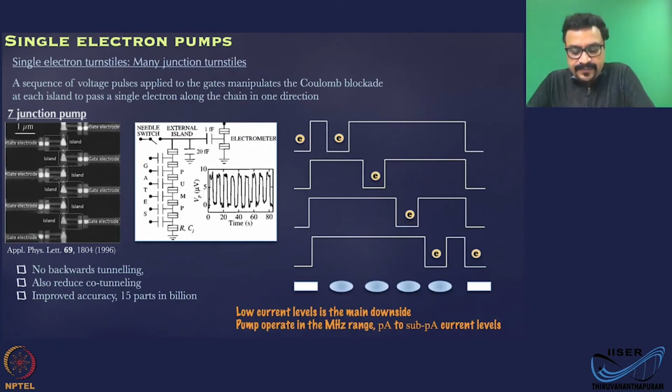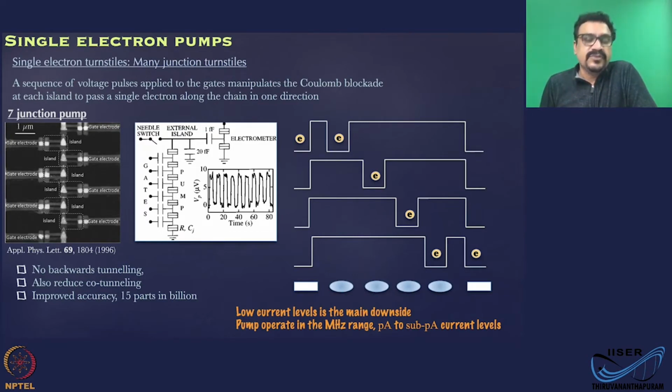So here, this is a slightly more advanced single electron pump. What we have here is a 7-junction pump. It's not a 3-junction pump, it's a 7-junction pump. Okay. And you also have, at the end, some kind of an island. That island can actually collect this electron when it tunnels through, and that charge on that island can be detected using a charge sensor.